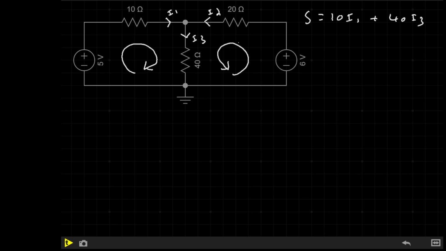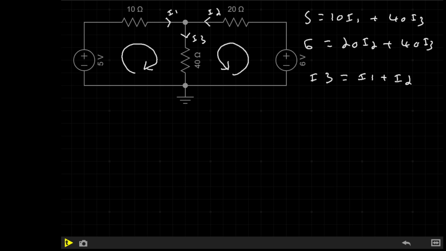And then for our second part of the circuit, we have 6 equals 20 I2 plus 40 I3. Now, because of Kirchhoff's current law, we know that the total current entering a junction must equal the current exiting a junction. So we actually know that I3 is equal to I1 plus I2.